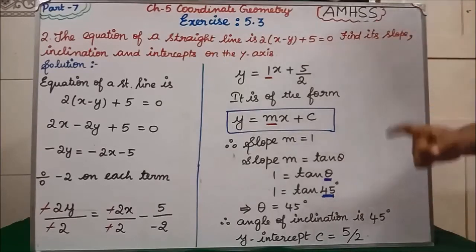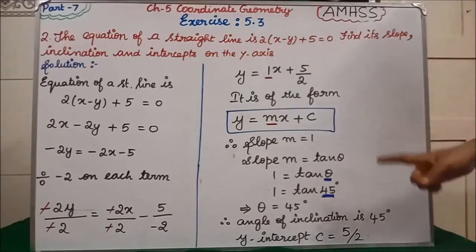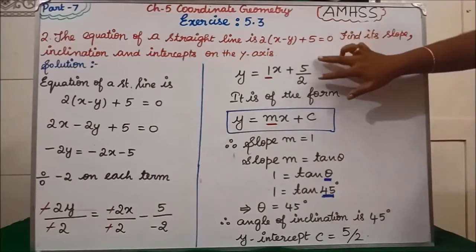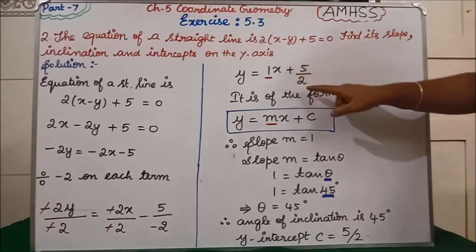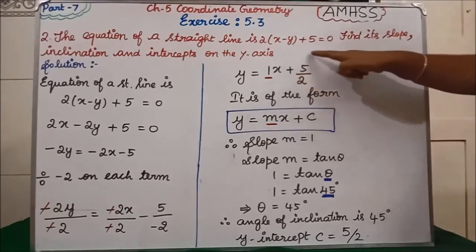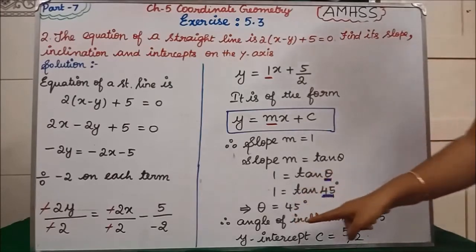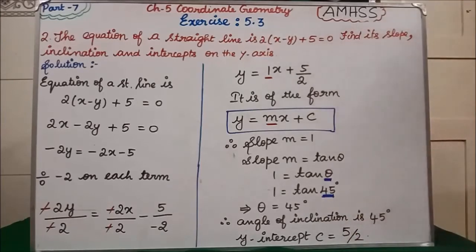The next one we have to find is what? Intercept on the y-axis we have to find. Intercept on the y-axis means you have to consider the final answer. What is the constant term? That is the intercept on the y-axis. Constant c is the intercept on the y-axis. Here the constant c is what? 5 by 2. Y-intercept is c is equal to 5 by 2. C is nothing but constant. Clear? Able to understand the second question? Very easy. We only have to think a little bit.